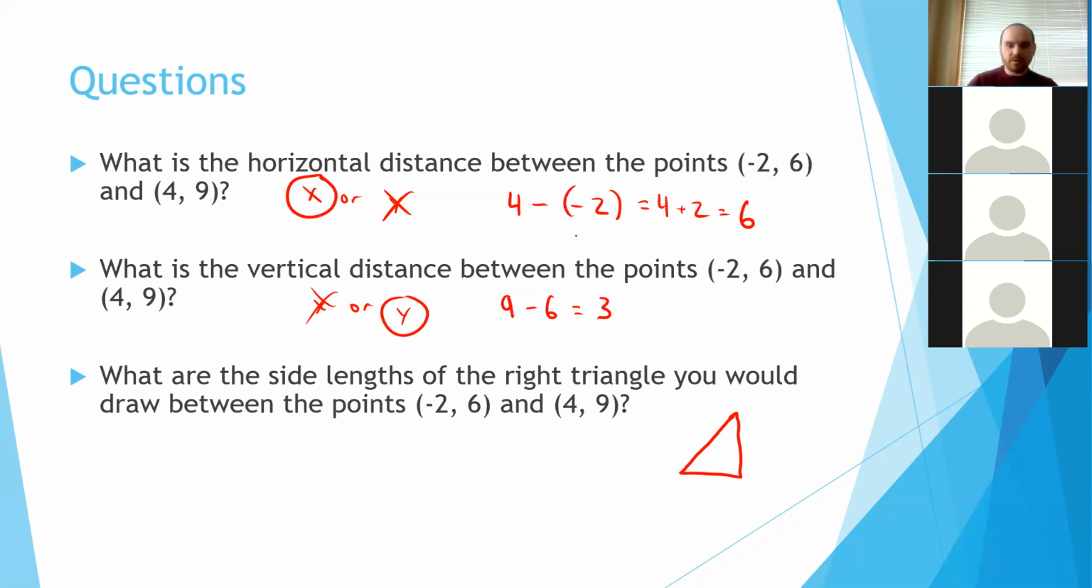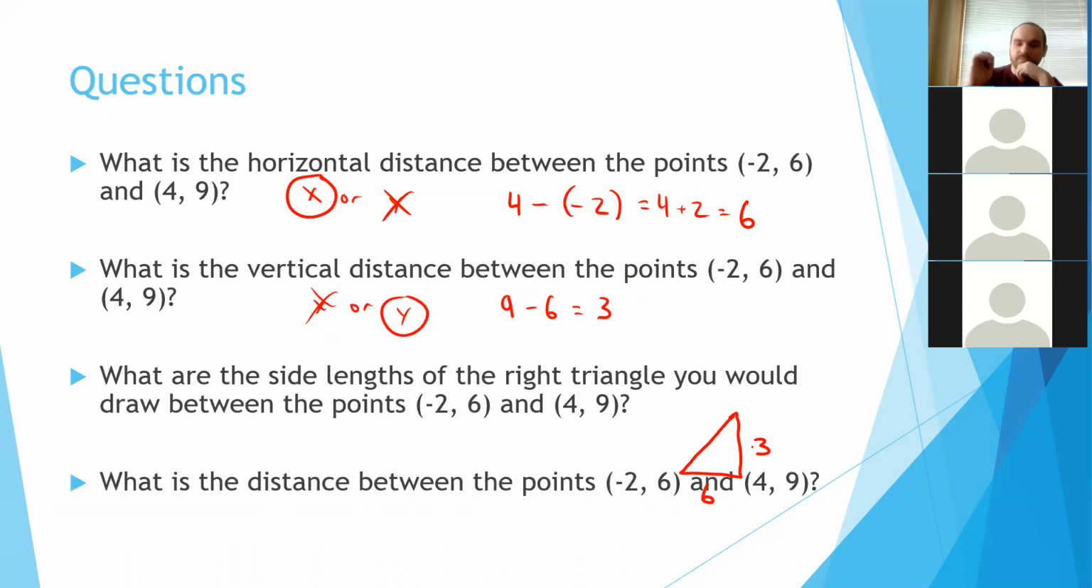So yeah, our horizontal distance between the points is 6. So our horizontal leg of the triangle is going to be 6. Our vertical distance between the points is 3. So our vertical leg is going to be 3. And this leaves us with the question, what is the distance between the points -2, 6, and 4, 9? So all we have to do is solve this triangle for C.